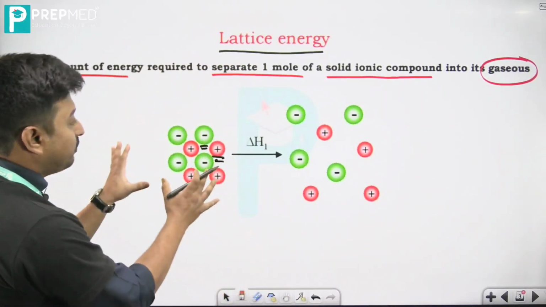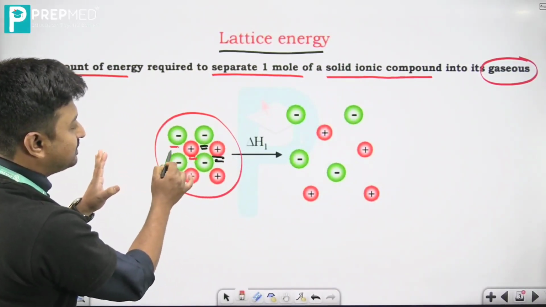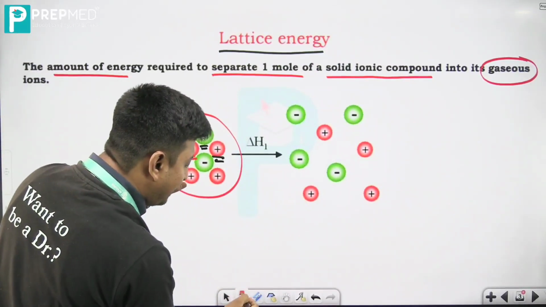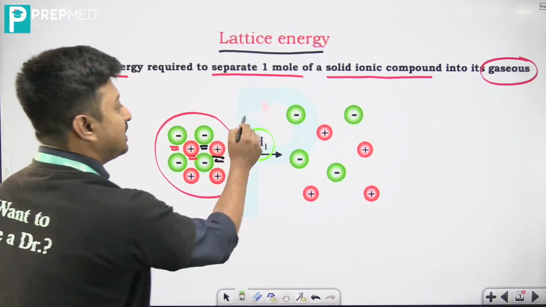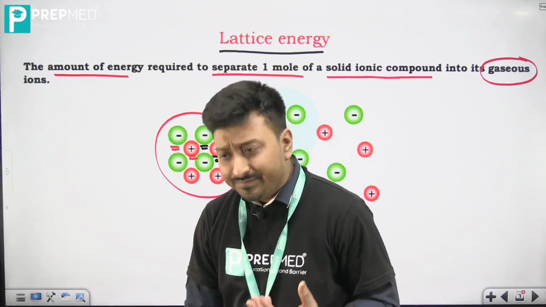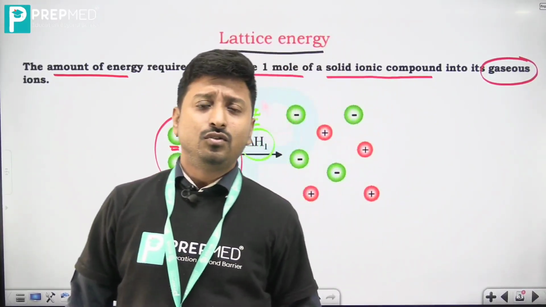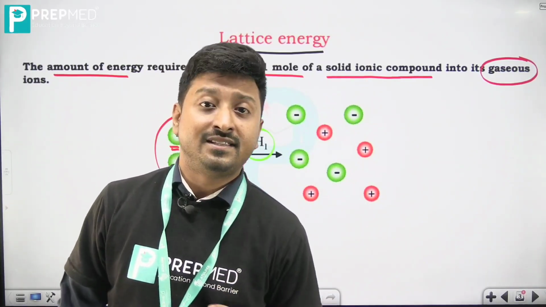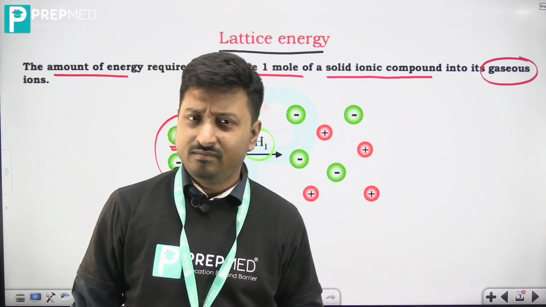Now see here what is happening. Here we have a particular ionic solid where there is a cation and an anion, and they are strongly held by the electrostatic attraction force. We are providing some amount of energy, that is delta H1, which is nothing but our lattice energy. Now in some places you will find that the lattice energy is given as the energy released when 1 mole of gaseous cation and gaseous anion come together and form the compound. That is exactly the same, there is no difference there.